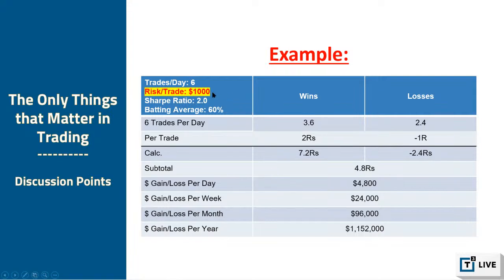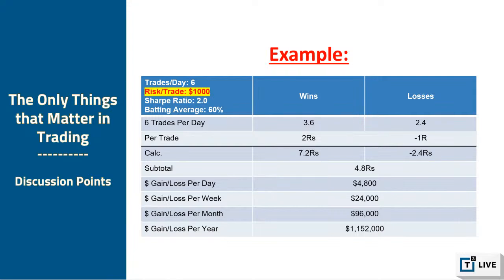So if we were to double the size from 500 to 1,000, the 575 goes to now 1.15 million, right? So it doubles. So again, you double the risk, you double the total amount made at the end of the year.